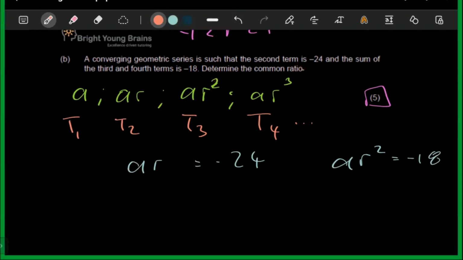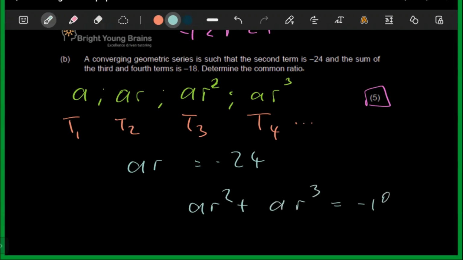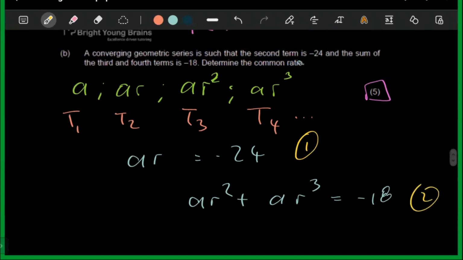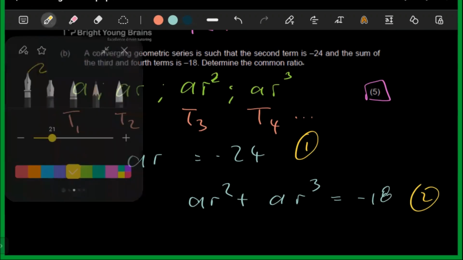It says a converging geometric series is such that the second term is 24 and the sum of the third and fourth terms. So if you add term number 3 and term number 4, you get -18. They said determine the common ratio. So that's going to be easy, because we just need to work out a and r simultaneously. Equation 1 here, equation 2. We read that from the statement. So this is clearly something you need to know. It will always help you.